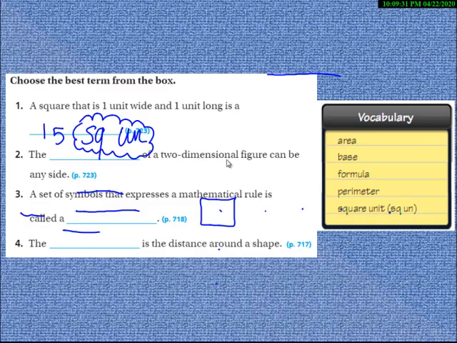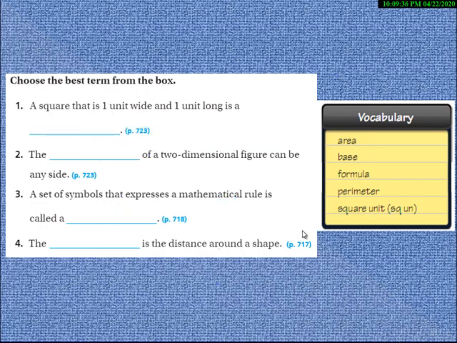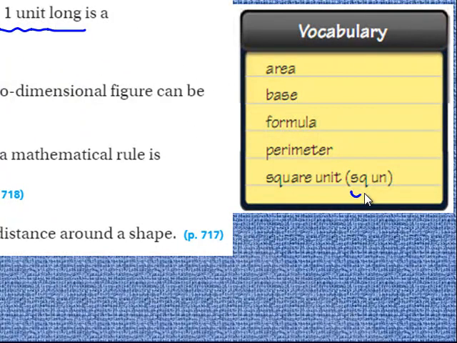Alright, here we go. The first question with us. Choose the best term from the box, and we have some vocabulary in our box: area, base, formula, perimeter, square unit. Number 1: a square that is 1 unit wide and 1 unit long. Yes, it's a square unit. I'm going to write its abbreviation, square unit.